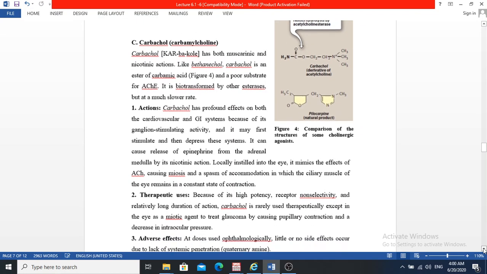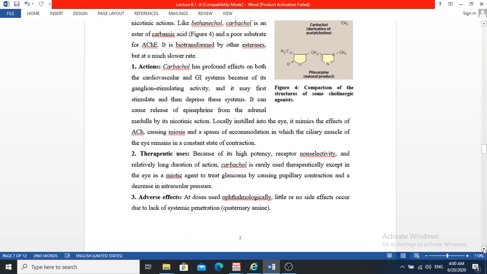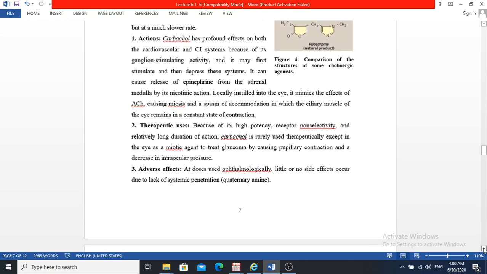Carbachol has effects in the cardiovascular and GI systems because of its ganglionic stimulating activity. It may first stimulate and then depress the system. It can cause release of epinephrine from the adrenal medulla by its nicotinic activity. As we mentioned, nicotinic receptors are found at the preganglionic sites.